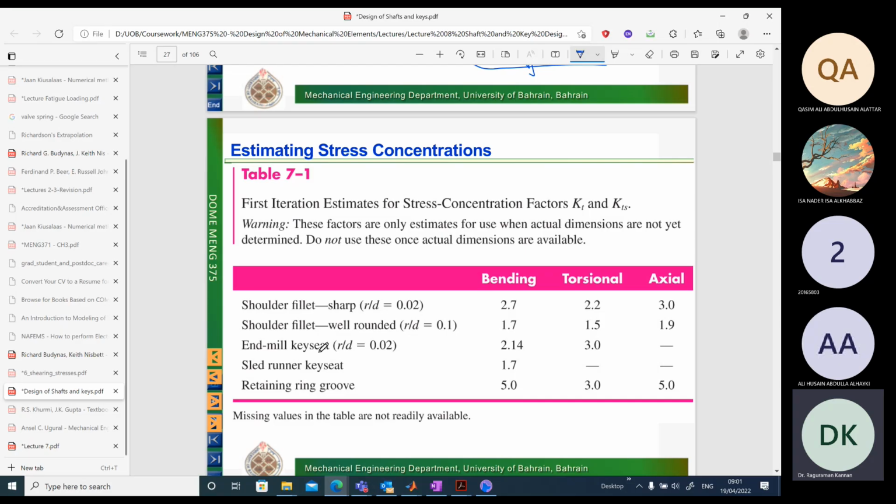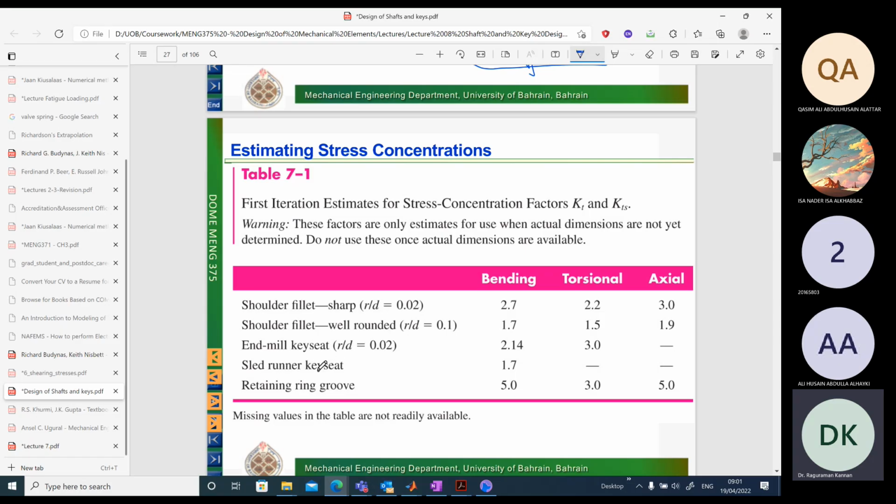If you have a key seat, it is the place where you put your keys in the shaft. These are usually created by milling operations on the shaft surface, and again they lead to stress concentration effects. Again, due to that, Kts, you can see that.